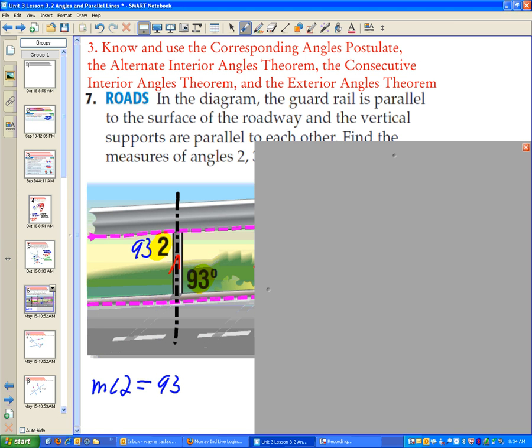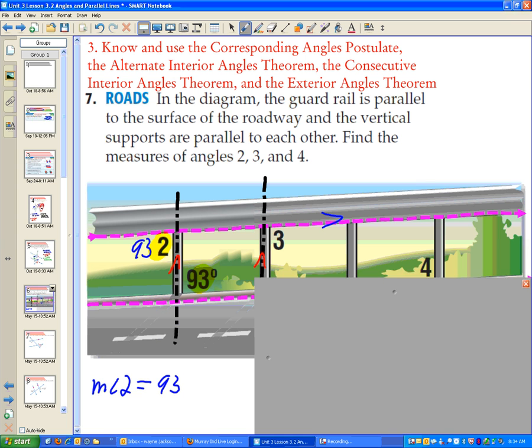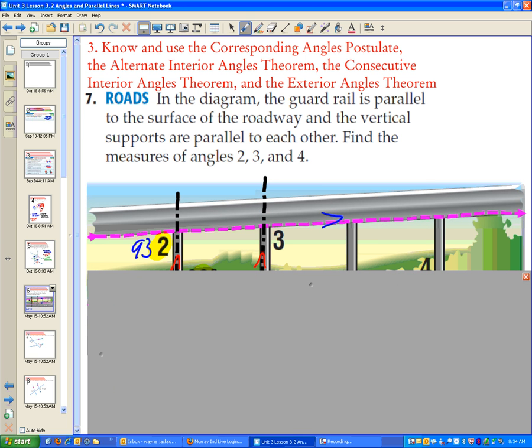Okay, now let's look at it this way. Since the two black lines are parallel to each other, the pink line is the transversal. If the measure of angle 2 is 93, it's going to take us a couple steps. What's the measure of angle 3 going to be? 87. I did it in 2 steps.